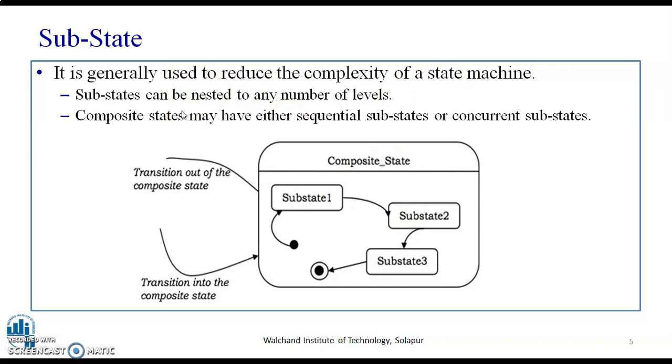It may be the case that when a particular object entity is in one particular state, it may also go into another state. Therefore, a state basically can belong to one or more substates. So substates can also be nested to any number of levels. As you can see in the diagram, composite states may either have sequential substates or concurrent substates.